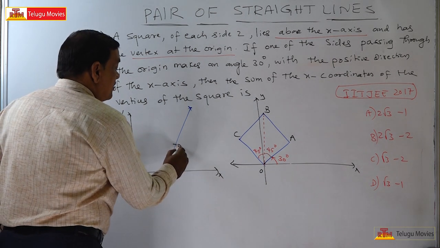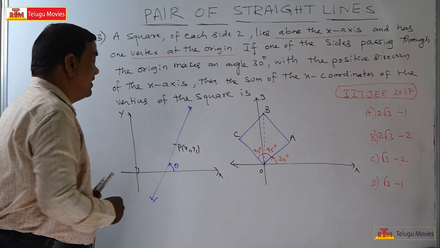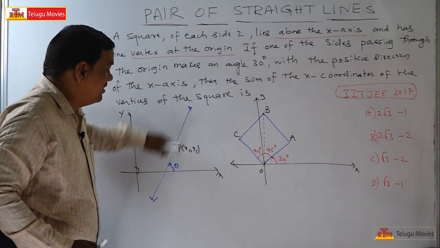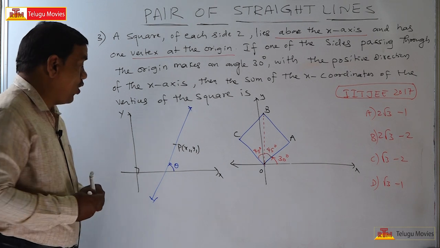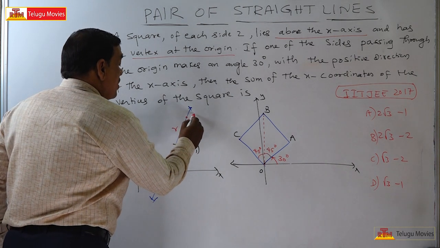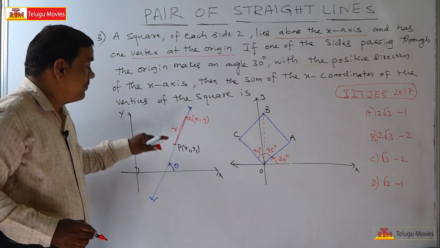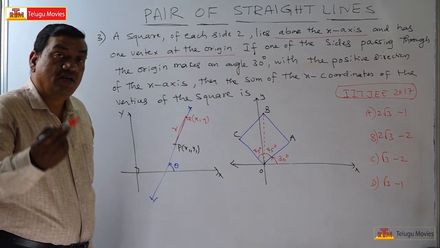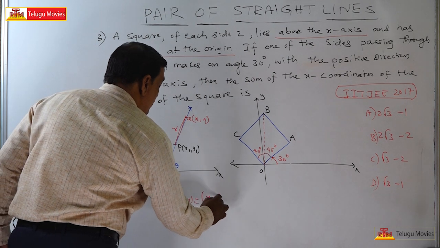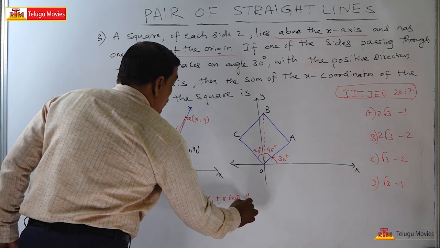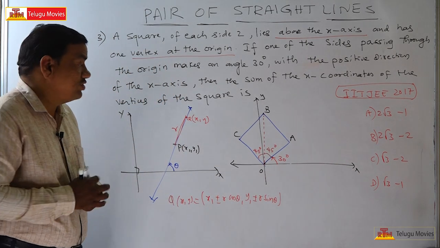Let P(x1, y1) be any point on the line, that may be here, anywhere. If you want to find the coordinates of a point Q(x, y) which is at a distance of r units from P(x1, y1), it is given by the formula: Q(x, y) equals x1 plus or minus r cos theta, y1 plus or minus r sin theta. So this concept we are going to use here.